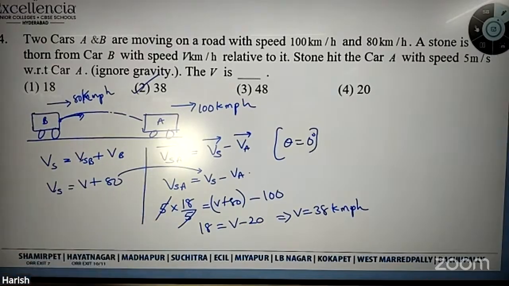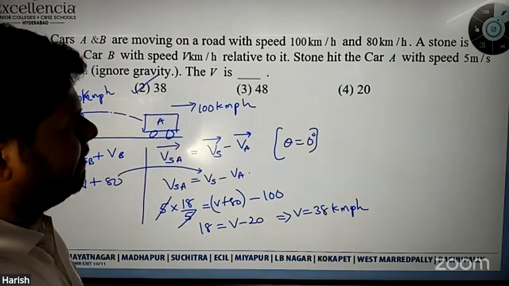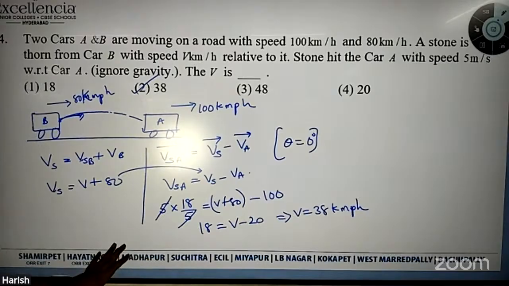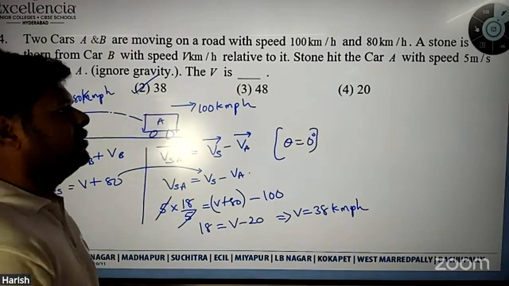So just a formula based question. You should use this particular formula twice. The velocity of A with respect to B is Va bar minus Vb bar. If you use that formula twice, you will get the result. Right? Hope you are okay with this. We'll move on to the next question.